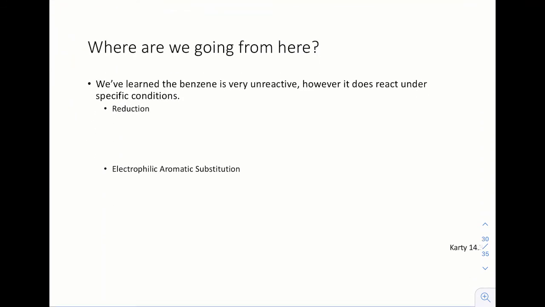We've had some fun today learning about the property of aromaticity, but where are we going from here? Well, we learned that benzene is very unreactive, and this is because it is stable. It is low energy. However, it does react under specific conditions. Benzene can be reduced. I mentioned the reduction of naphthalene earlier, and I said that occurred under mild conditions.